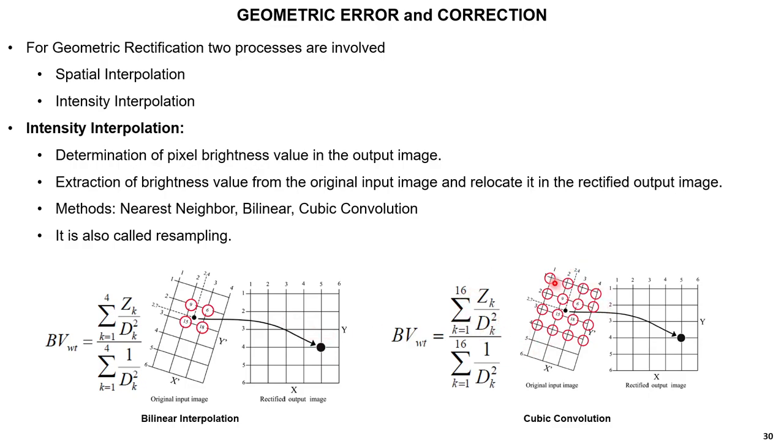And for cubic convolution, it will take the average from 16 neighboring pixels and then apply the corresponding value in the corrected image. So this process of intensity interpolation is also called resampling.